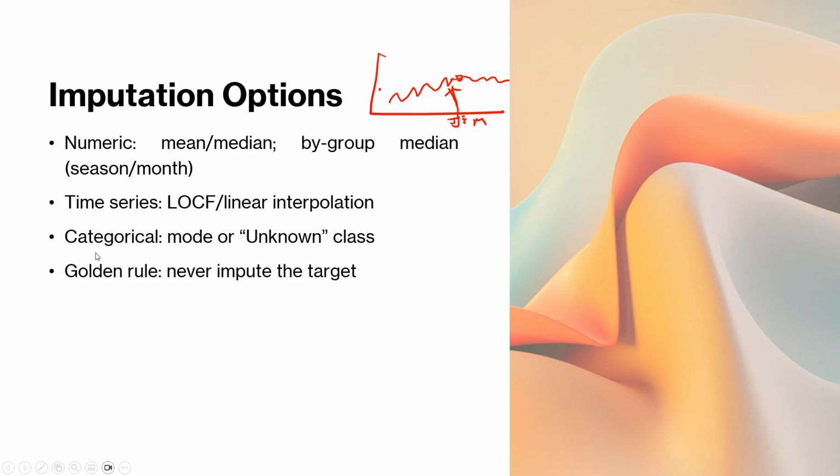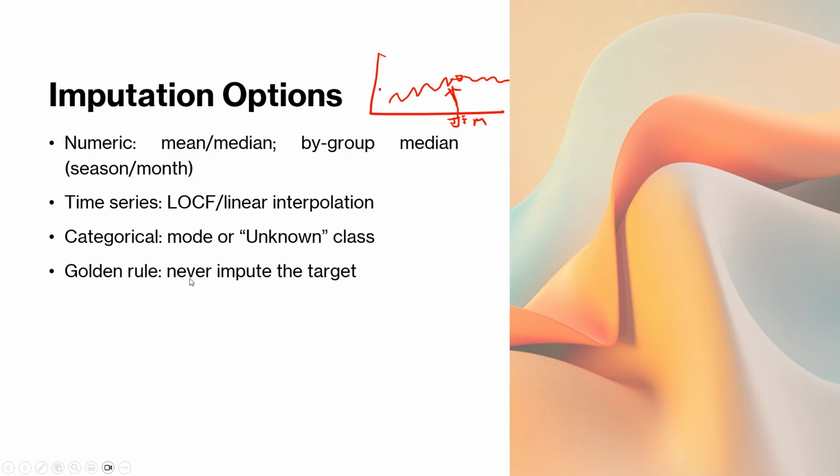When the data is categorical, you won't be able to use a mean or median, obviously. But if your example there is gender, and you don't know the gender of somebody, you can impute that gender based on the mode, for example. Or if you still don't want to impute it, you can create a new class called unknown as well.